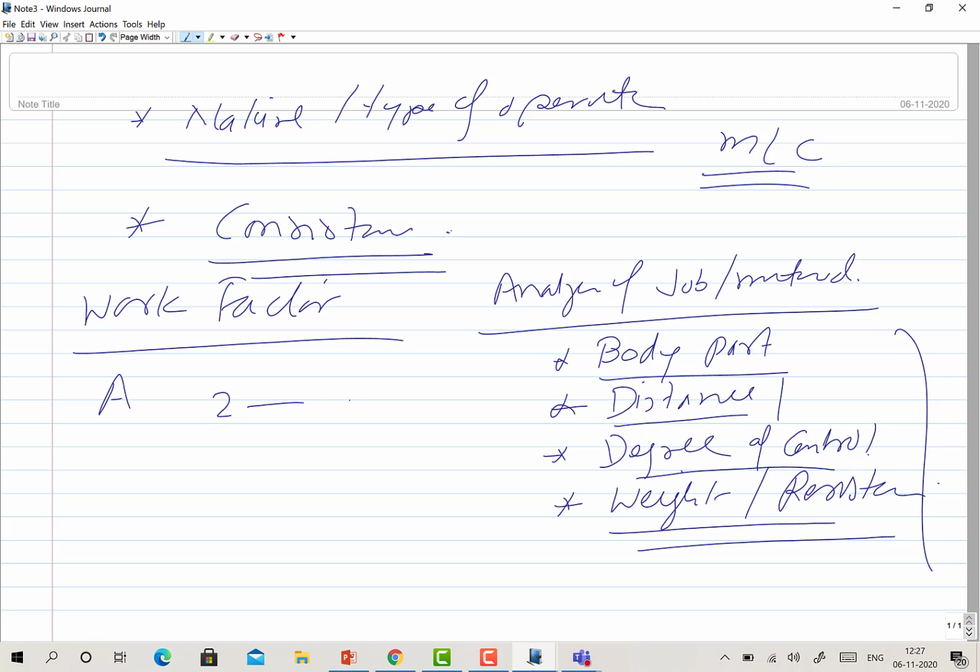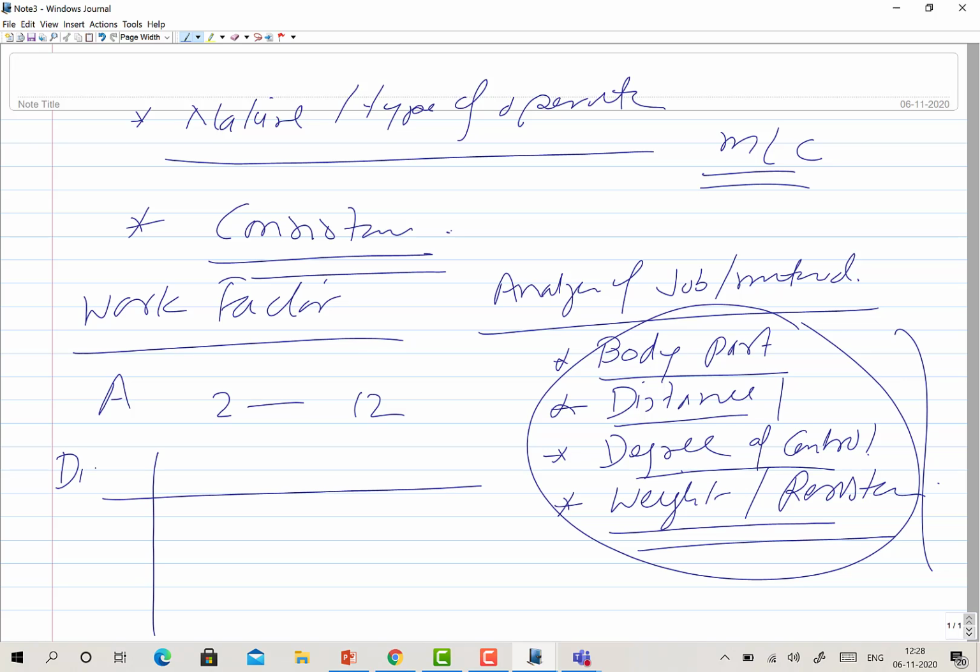The distance traveled is just 2 inches or 12 inches. It is a free movement, or a definite stop or start, or a very controlled movement is needed. There is steering, a change of direction, or continuous control of something is needed. Or likewise the weight is just 2 kg or 10 kg to be moved. So depending upon the analysis of a particular fundamental motion and these factors, the work factors are identified, and for each factor there is a time value.